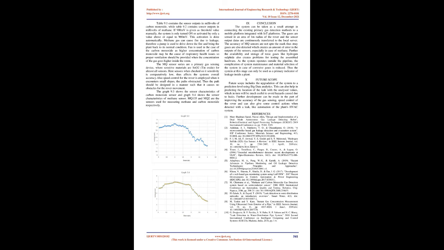Table 9.1 contains the sensor outputs in millivolts for carbon monoxide, while Table 9.2 contains sensor outputs in millivolts for methane. If 900 mV is given as the threshold value manually, the system is only turned on or activated by a value above or equal to 900 mV. This activation is done automatically.